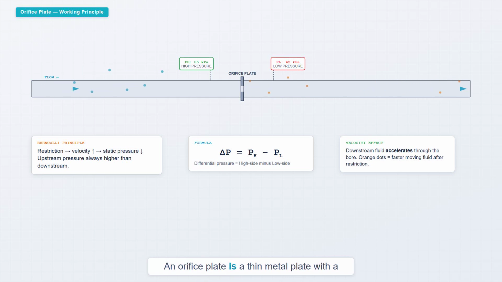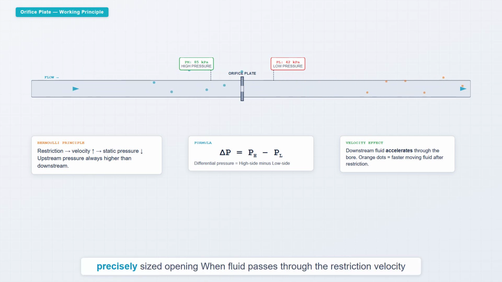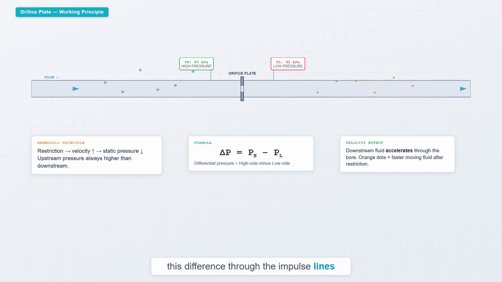An orifice plate is a thin metal plate with a precisely sized opening. When fluid passes through the restriction, velocity increases and static pressure drops. The pressure upstream is higher than downstream. This difference is called differential pressure, or delta P. Delta P equals P high minus P low. The transmitter senses this difference through the impulse lines.